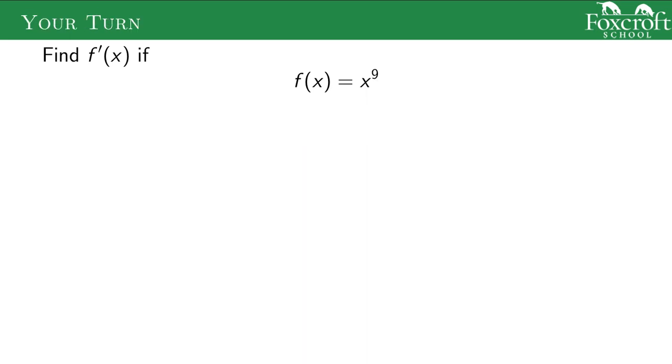All right, what about this one? You can go ahead and try this on your own. All right, what is f prime of x if f of x equals x to the ninth? All right, one more second for you to figure it out, and then the answer is 9x to the eighth. All right, the 9 comes down in front. 9 minus 1 is 8.